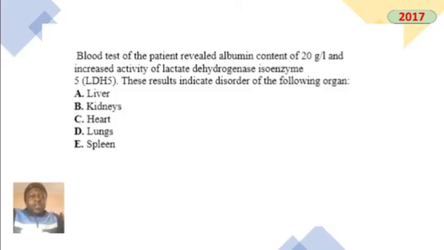Blood test in a patient revealed albumin content of 20 grams per liter. It should be from 60 to 80 grams per liter, something like that, right? And also increased activity of lactate dehydrogenase isoenzyme 5. Isoenzyme 5 is also high in the liver, right? And also this albumin is synthesized in the liver, right? So these results indicate disorder of the following organ, the liver.